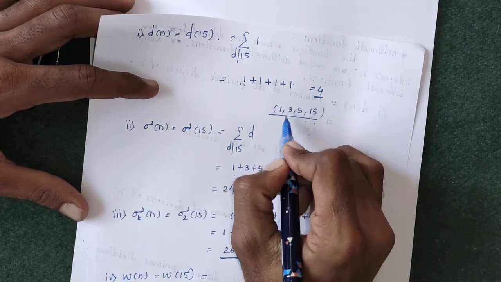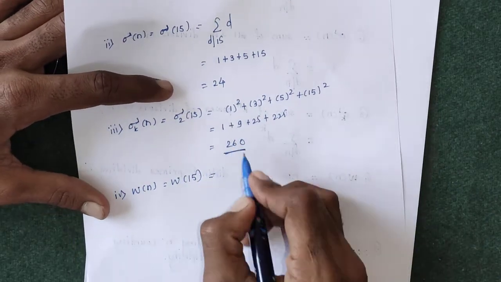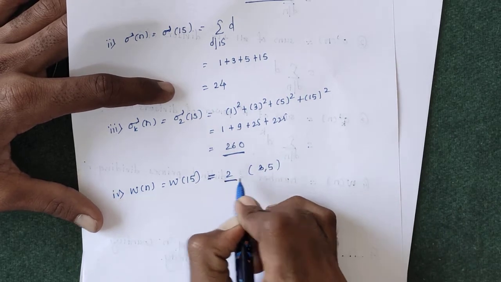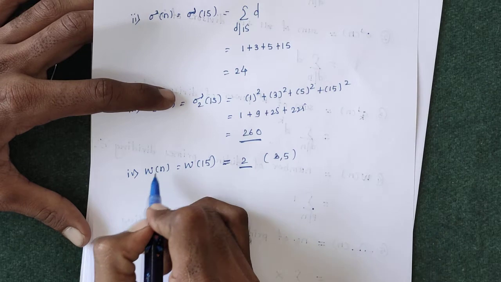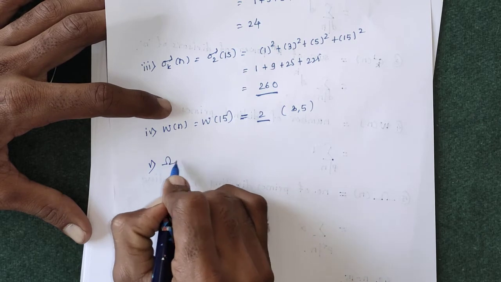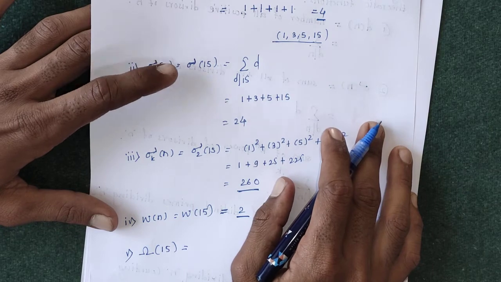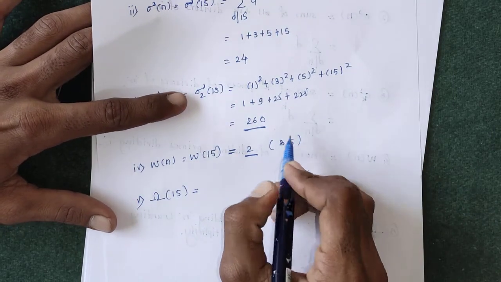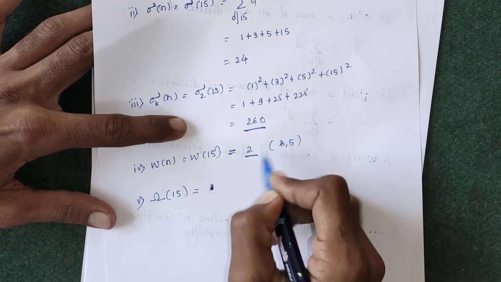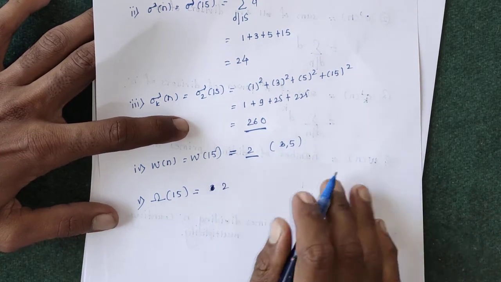Now find the prime numbers among those divisors. Here 3 and 5 are two prime numbers, so omega of 15 becomes 2. Which two primes? 3 and 5 are the two primes which divide 15. And the fifth one is big omega of 15, which is the number of primes dividing n counting multiplicity. Here 3 and 5 are the two primes dividing n, and no prime occurs more than once, so big omega of 15 is 2.